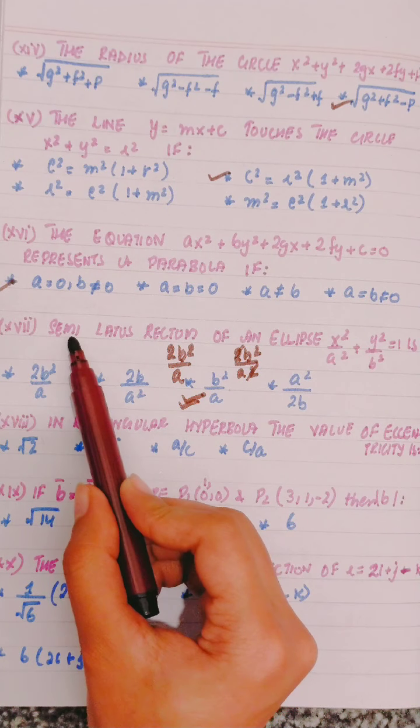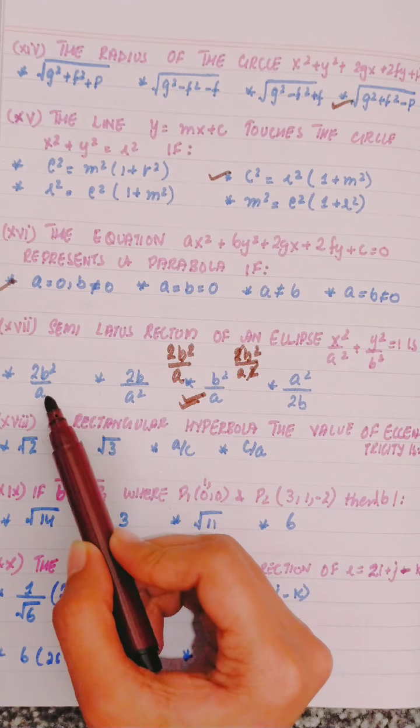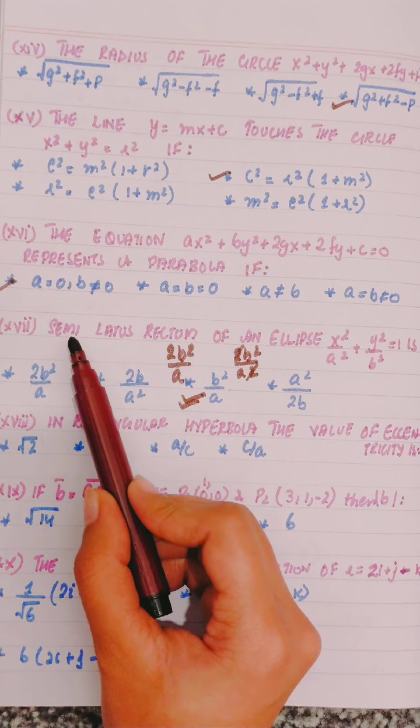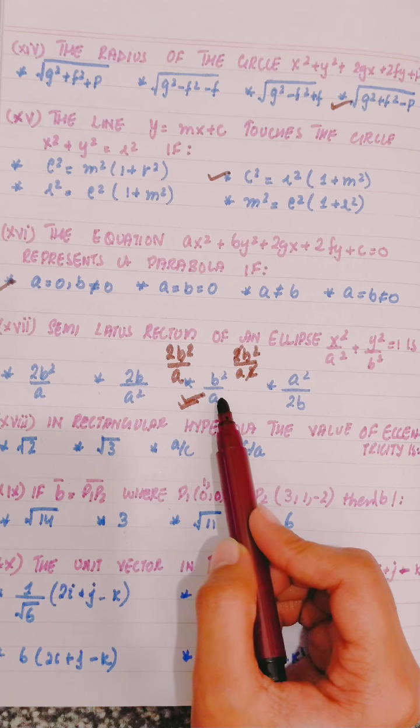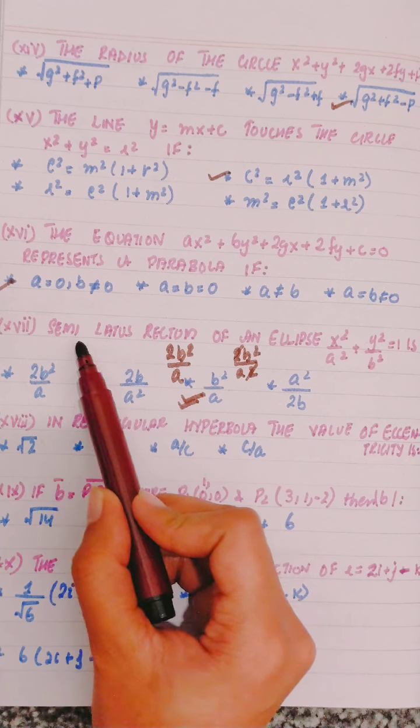Is cheez ka dhyan rakhiyega ki if they are asking only for the latus rectum, then the answer will be 2b square over a, but if they are asking for the semi latus rectum, then the answer will be b square over a. We have to divide this formula by 2 for semi latus.